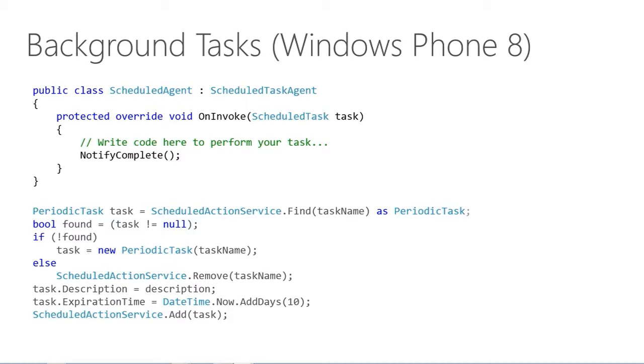And so then I create my new task with the description, whatever that might be, the expiration time, in other words, how long will that task run for, and then I would add that using the scheduled action service, and then the task will run based on whatever the operating system decides. On Windows Phone, for instance, it runs every 30 minutes for a certain number of seconds so that you can do things in the background on a regular basis.